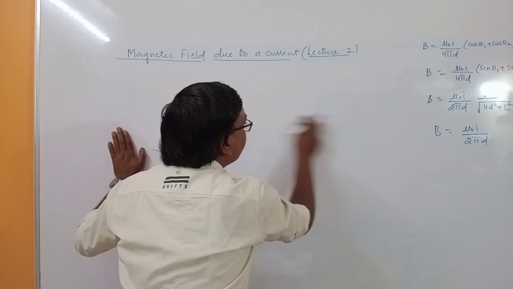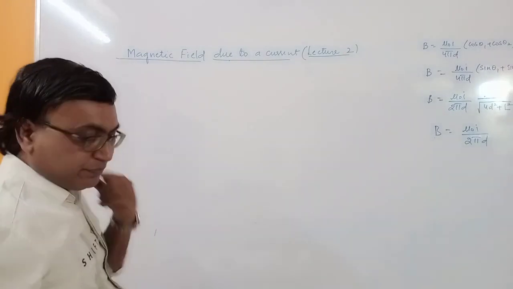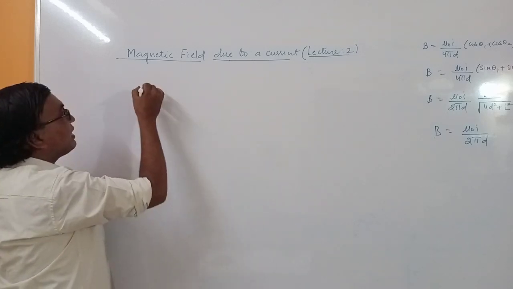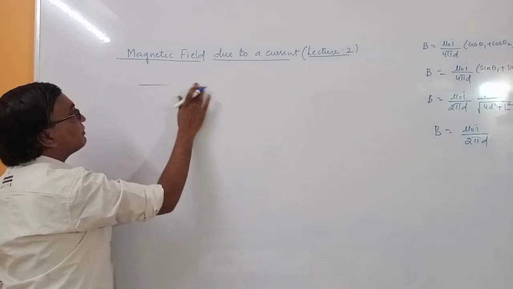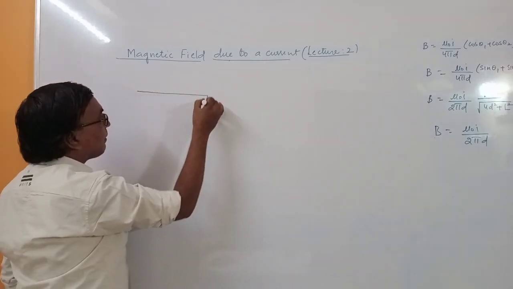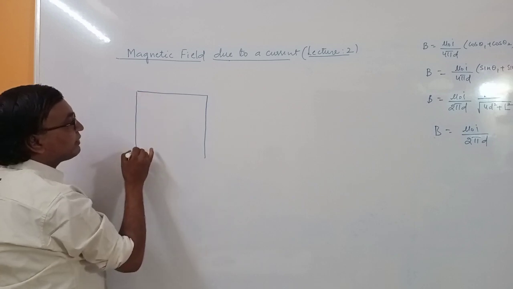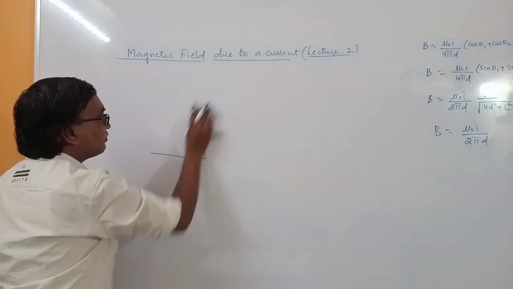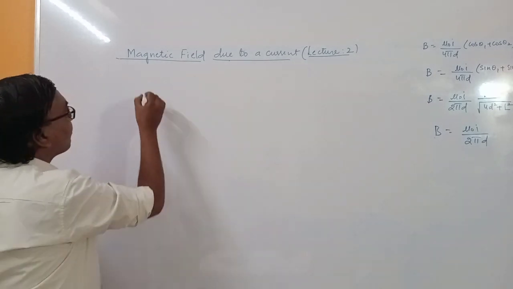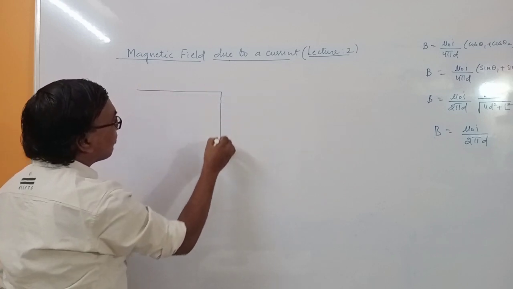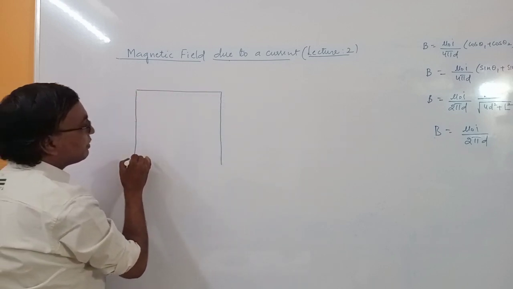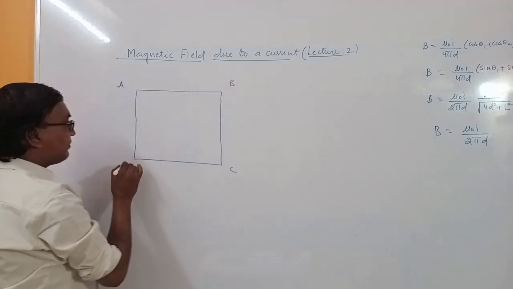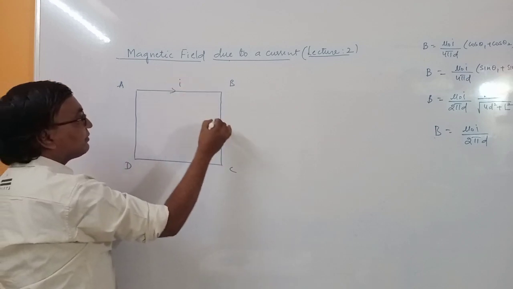So let us take a simple problem. So simple problem is, we'll take a loop, a square loop. A square loop है. So this is a square loop. A, B, C, D, carrying a current I.